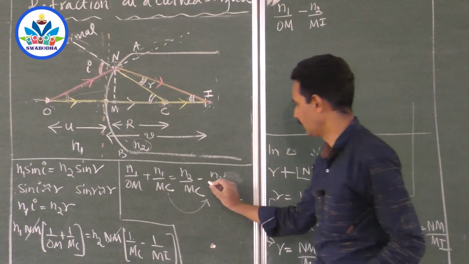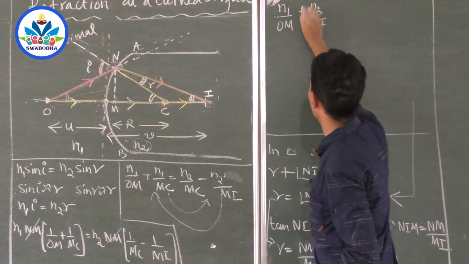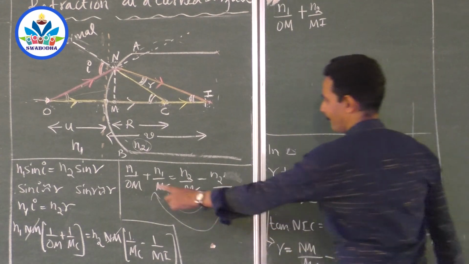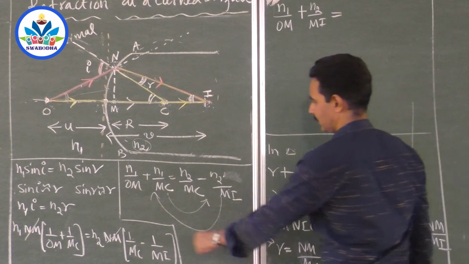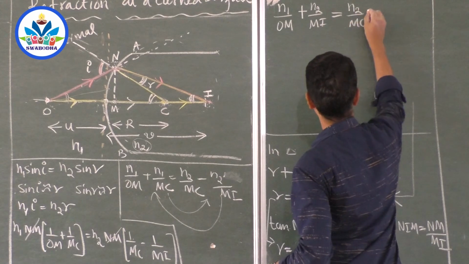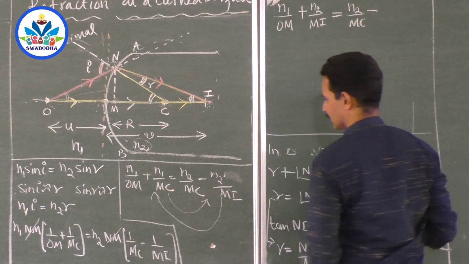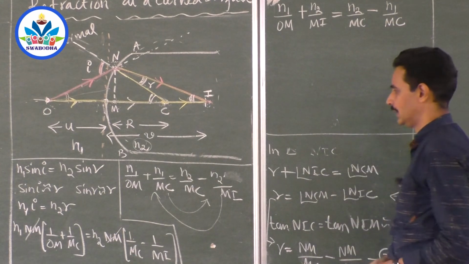No, this is plus, right? This is minus. By the time it reaches here, it will be plus. N1 by OM plus N2 by Mi is equal to, this is plus. What about here? N2 by MC, minus, this becomes minus N1 by MC, right? Now you substitute the values.